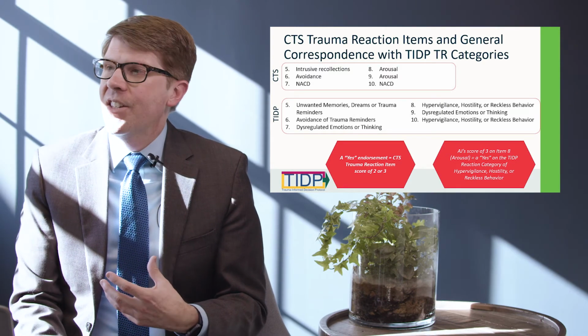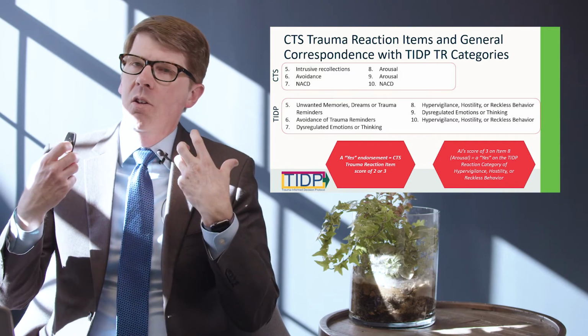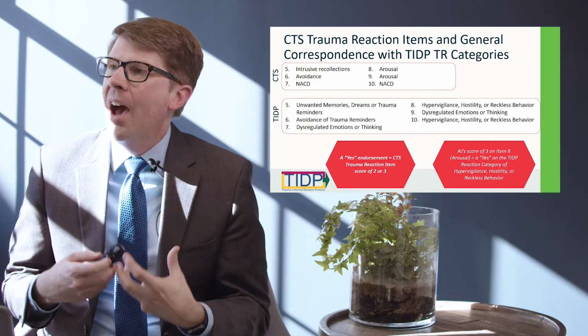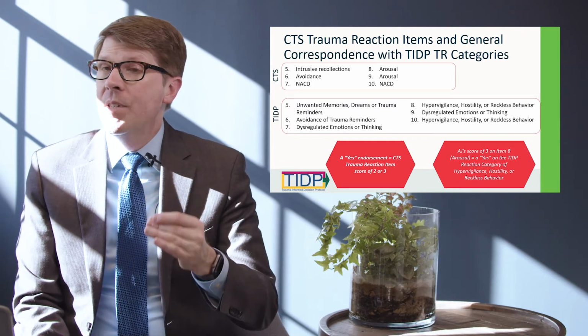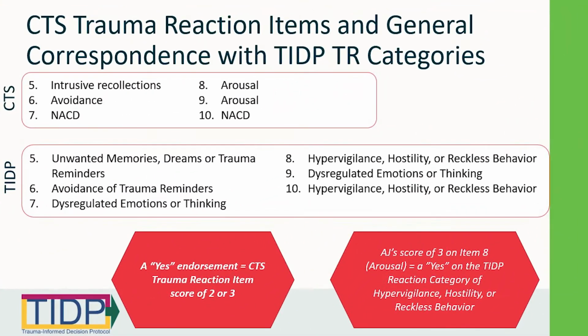And that's the changes in the way that a youth thinks and feels after the experience of a traumatic event. Items 8 and 9 are reference arousal symptoms of post-traumatic stress disorder. And item 10 on the CTS is also one of those items that captures information around negative alterations in cognition and mood.